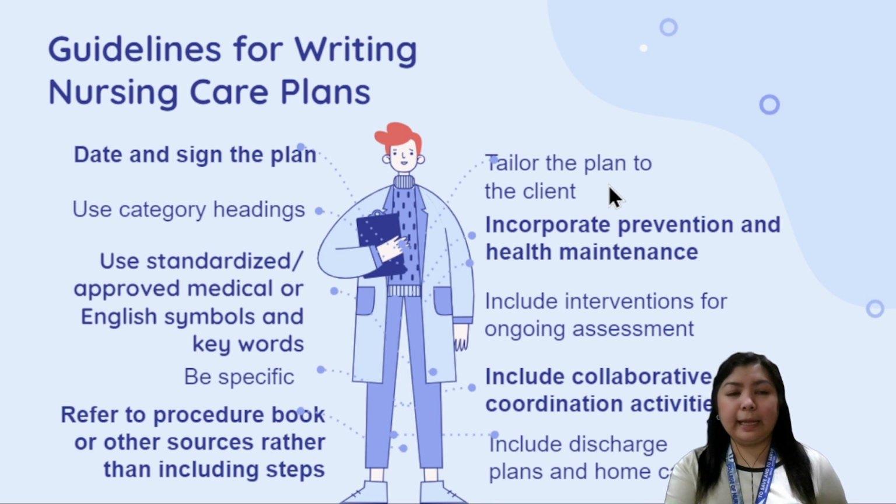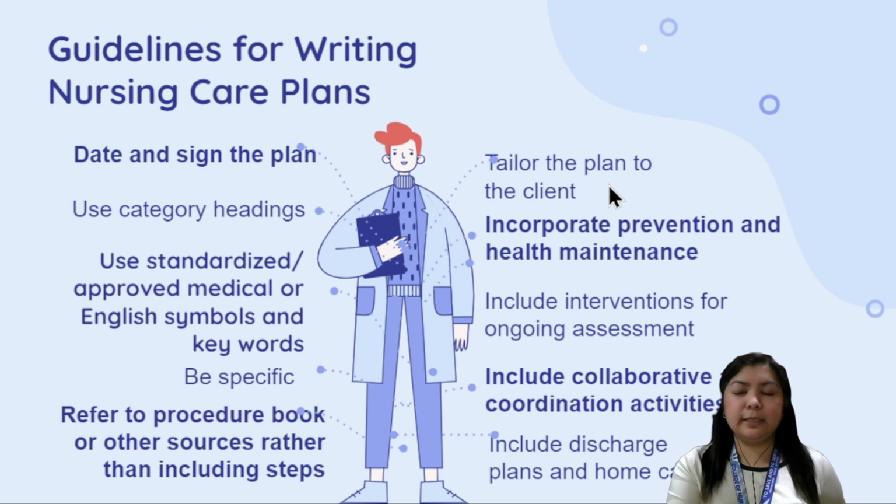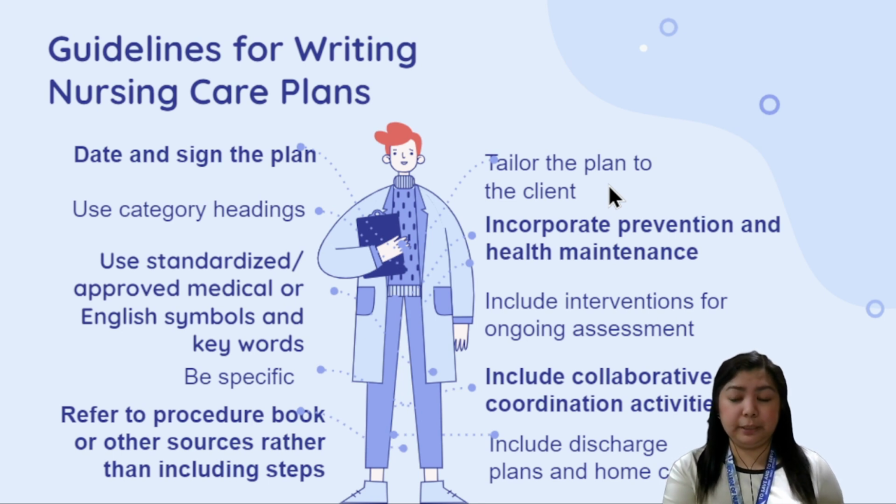Tailor the plan to your client. As we had mentioned, you need to choose the necessary or the immediate need of your patient. For example, if you go back to the desired outcomes for breathing pattern, the first one is to provide an immediate answer. Establish a way to minimize or remove causes of ineffective breathing pattern, identifying the causative factors and coping mechanisms.